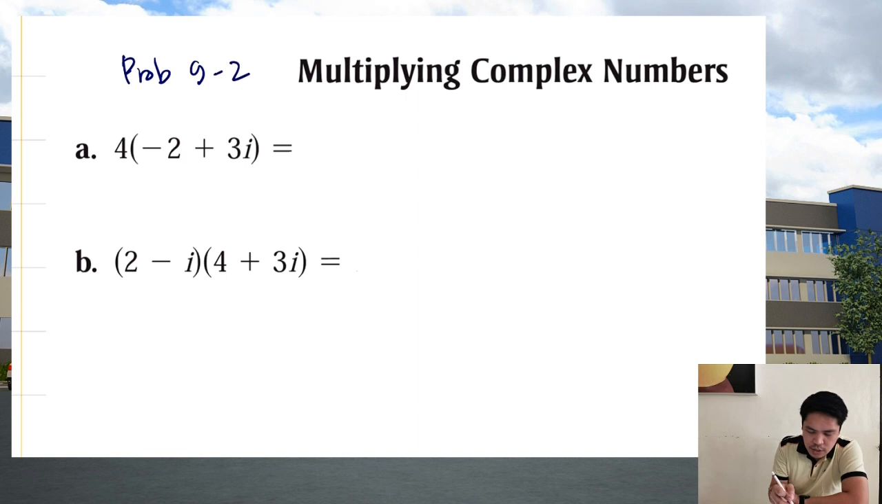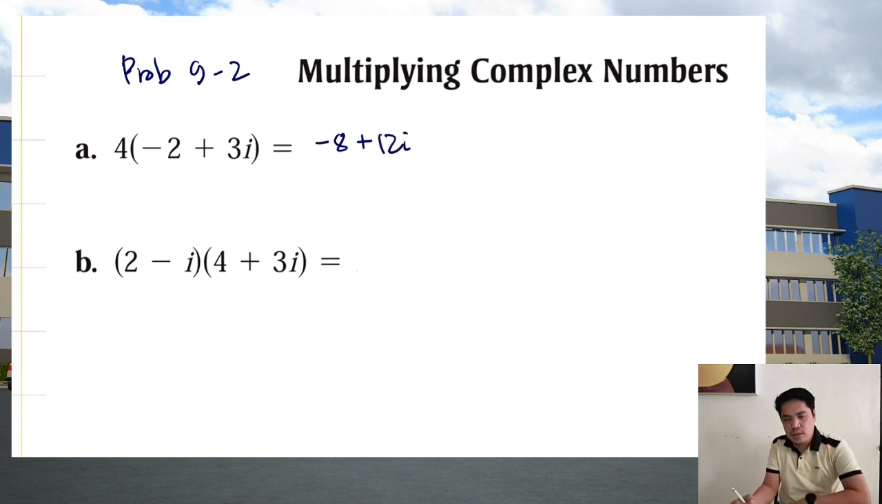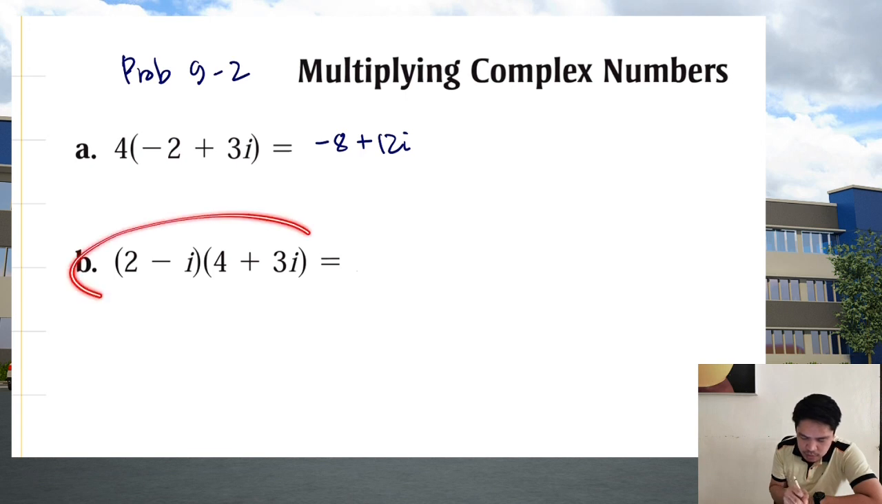So in the first case, negative 2 plus 3i is multiplied by 4. So we just apply the distributive property of algebra. Just distribute 4 inside the parentheses. So that would be negative 8 plus 12i. And that's it. Too easy.